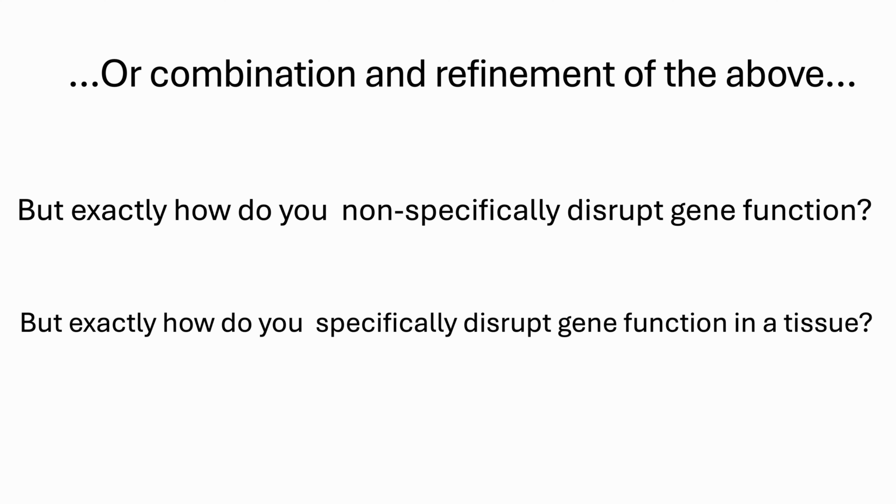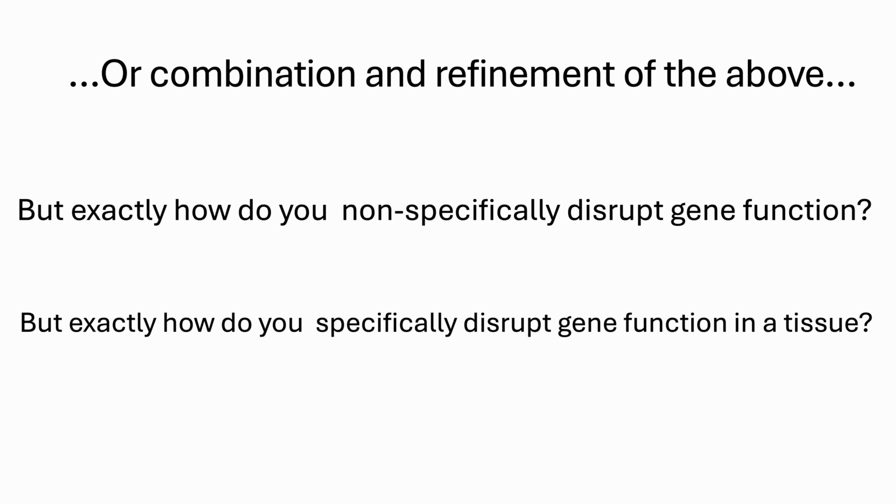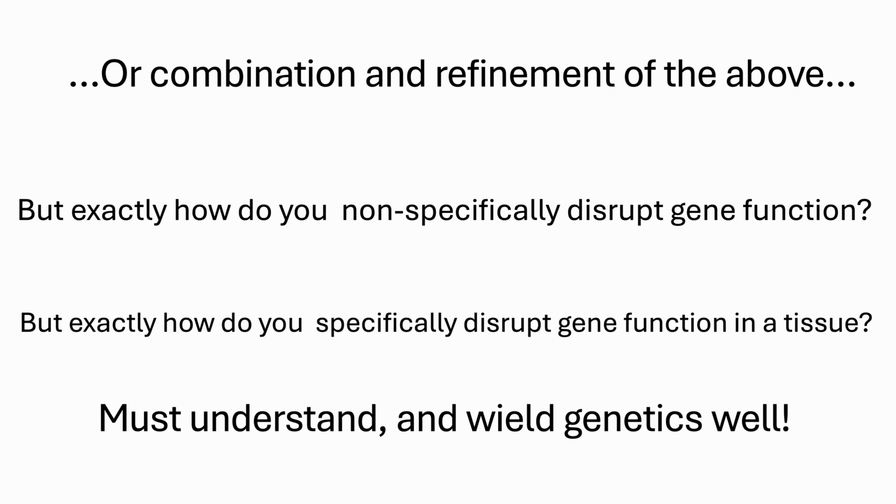Then you ask, how do you specifically disrupt a gene in a specific tissue? If I want to take out the spark plug, I need to know where it is, I need to know how to take it out, I need to know how to put it back. Figuring out the methods behind this is also important, and this is something for which you must understand and wield Drosophila genetics well. So what does this entail?